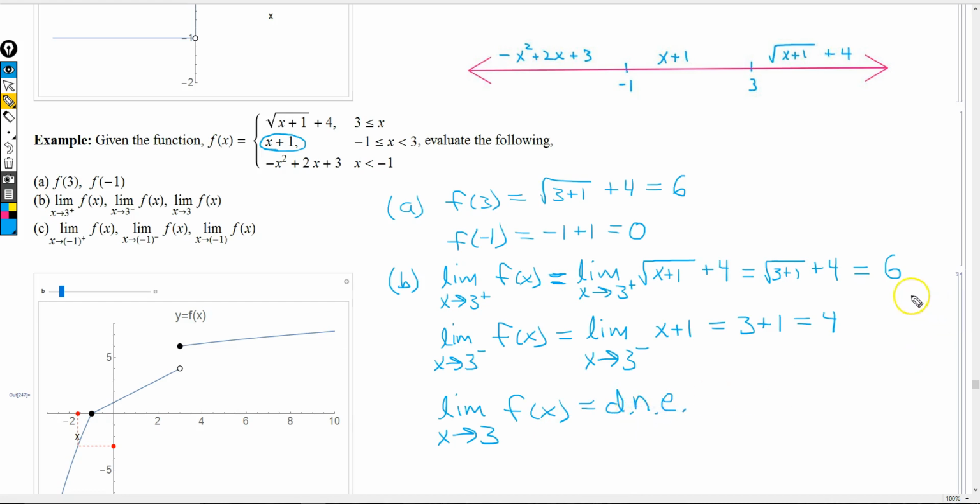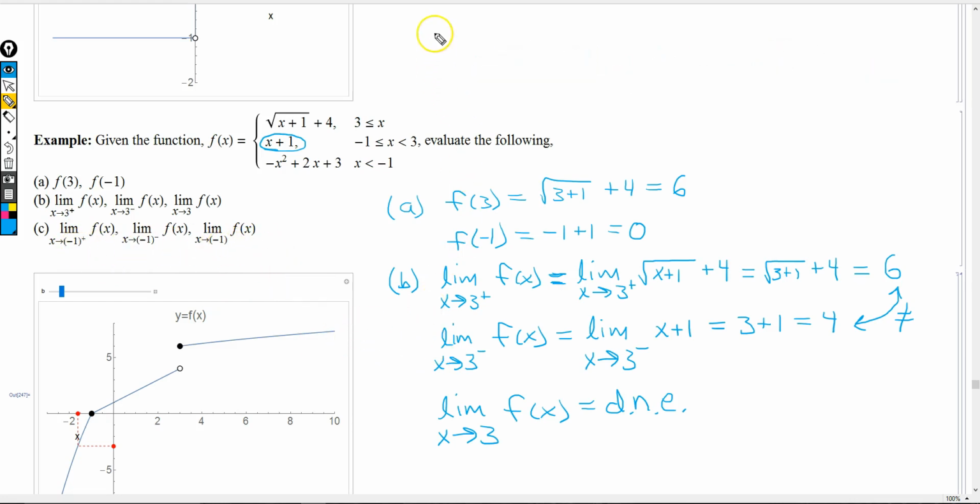Then the full limit of f of x, well, that's going to be DNE, because my left and right hand limits, while they exist, are not equal to each other. So the full limit cannot exist. Now let's take a look at the limit as x approaches -1 from the right, left, and the full limit.